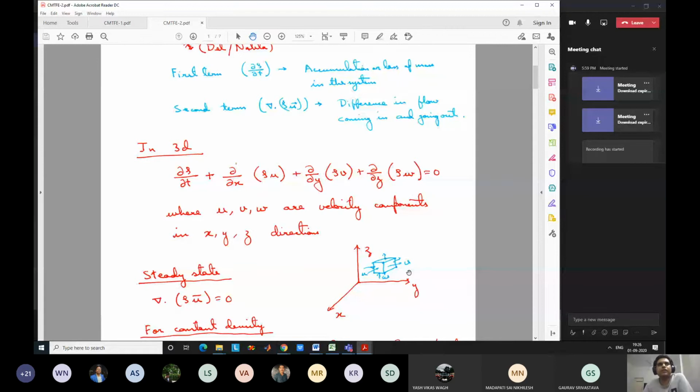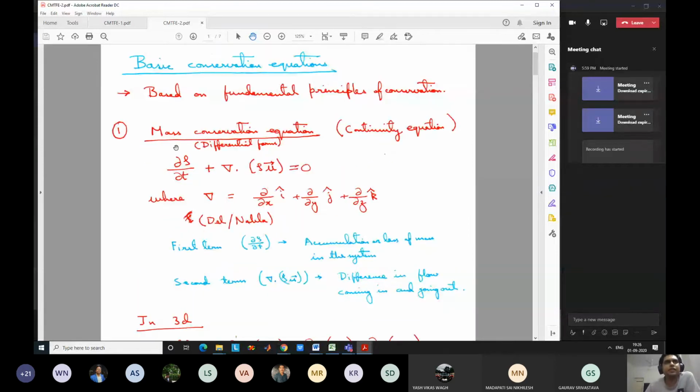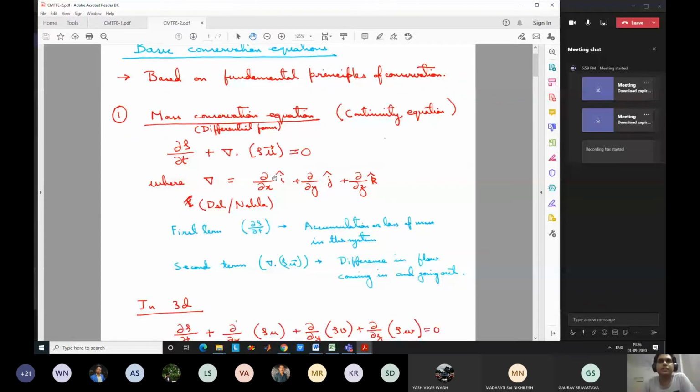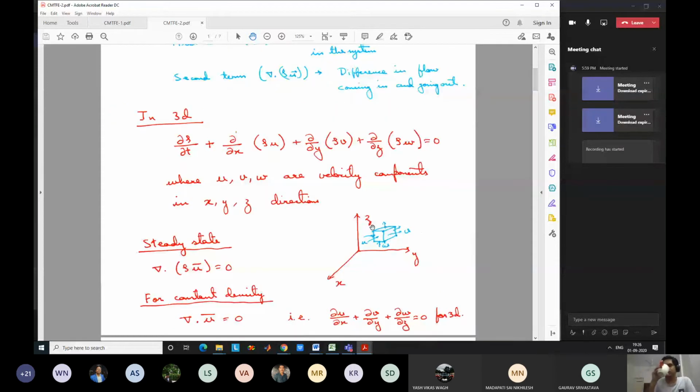Based on this, this is the differential form of the equation that we are going to use: del rho del t plus del dot rho u. Here u is in vector form. U has components u, v and w: u in the x direction, v in the y direction, and w in the z direction, where x, y, z are the three directions in the Cartesian coordinate system. Similar things can be done for spherical or cylindrical coordinate systems, but we are just focusing here on the Cartesian coordinate system. Similar equations can be developed.